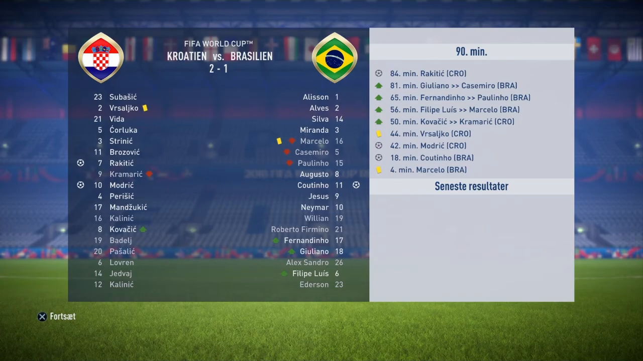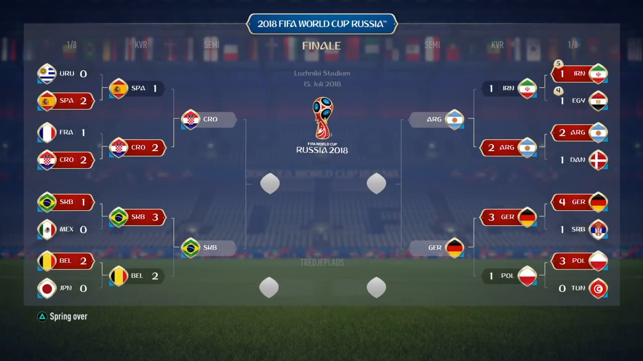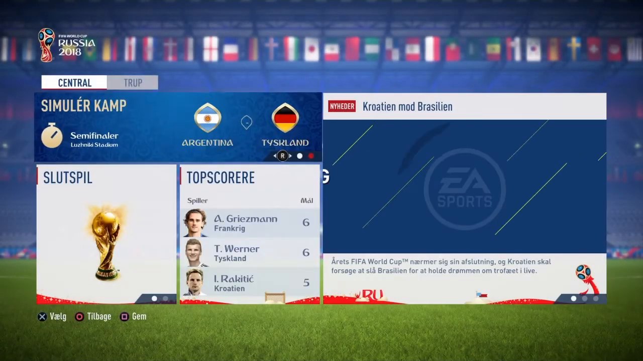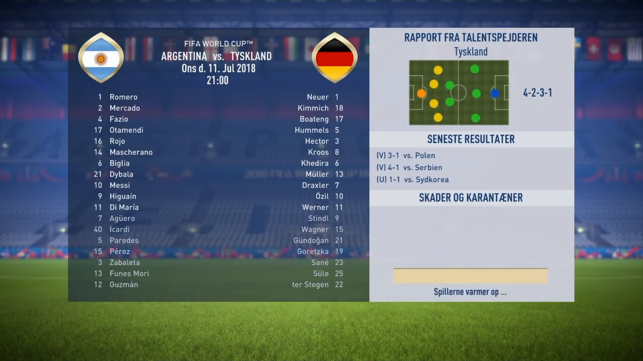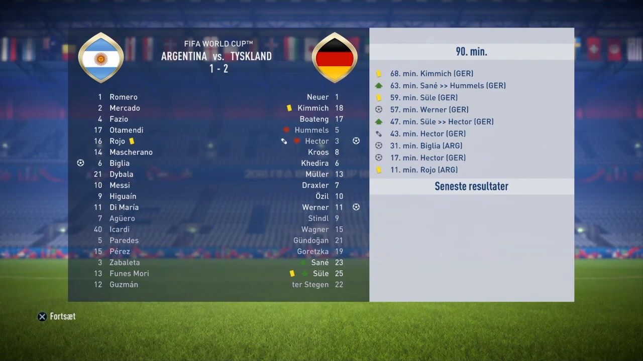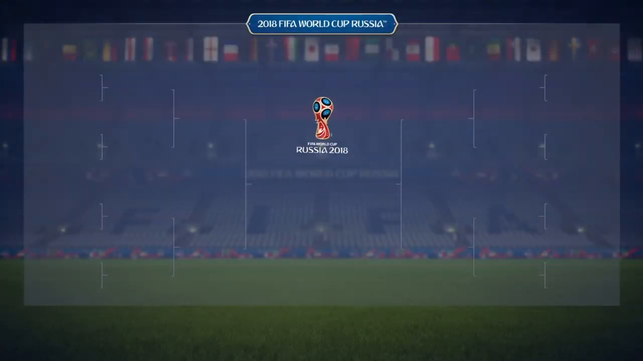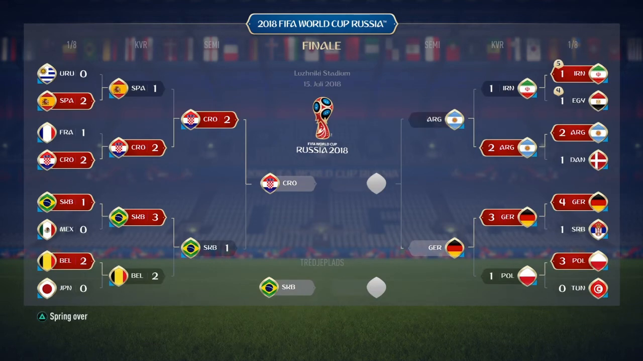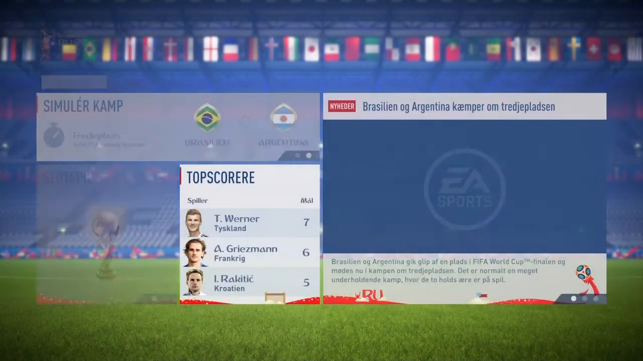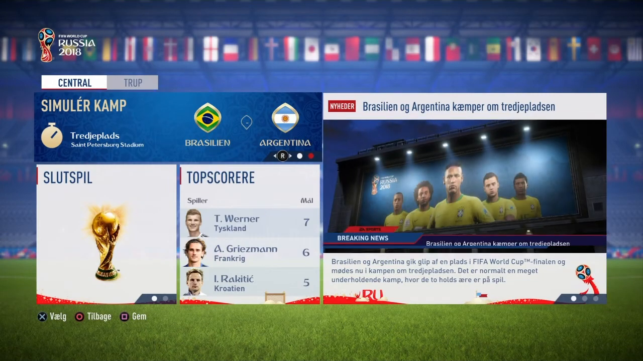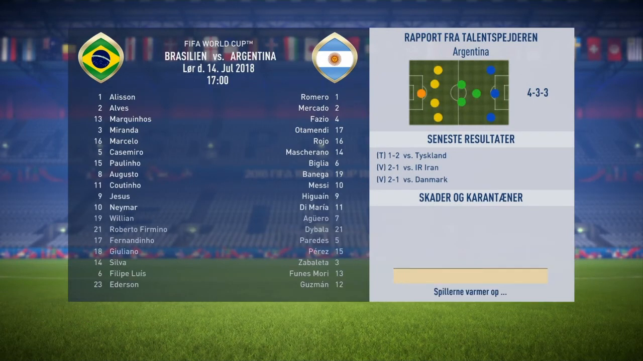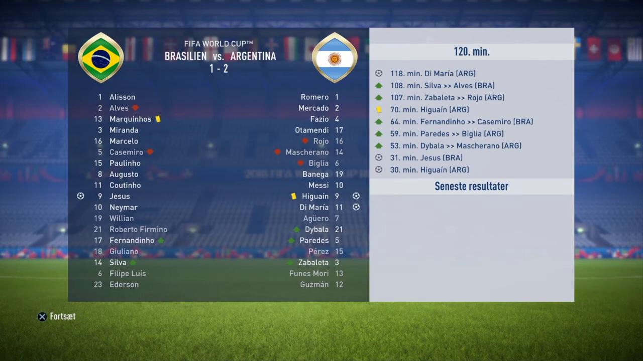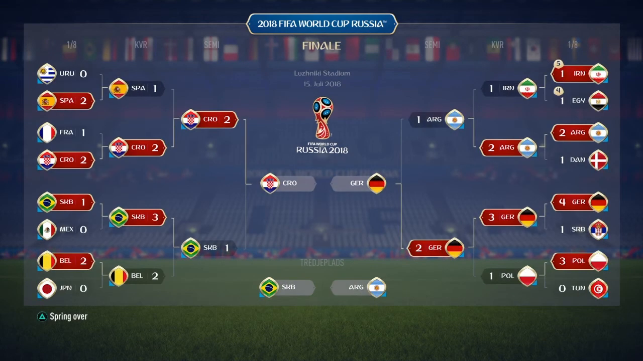Rakitic with an 84th minute goal sends Croatia to the World Cup final, and they will face off against either Argentina or Germany, and that team will be Germany, who win 2-1 over Argentina this time. So Germany in the World Cup final again against Croatia. This is mental. And let's see, a nice bronze game we get between Brazil and Argentina. Rivals they are. Who will get the bronze? It will be Argentina with a 2-1 victory with Di Maria in extra time. So Argentina will get the third place.